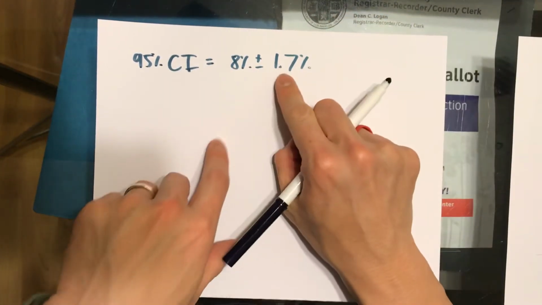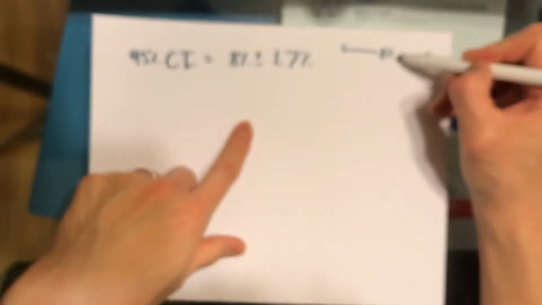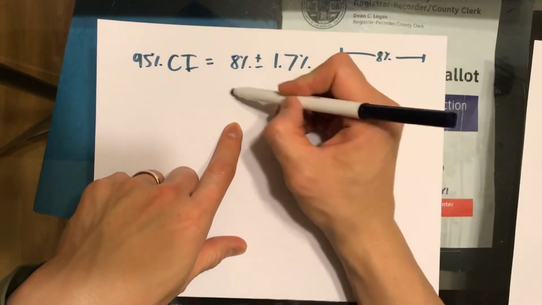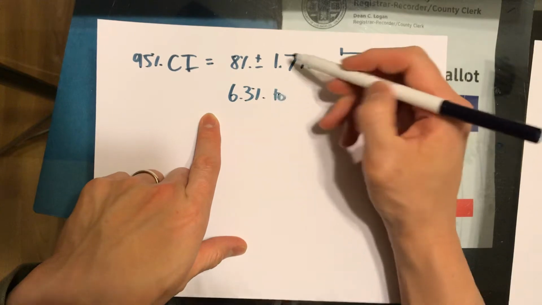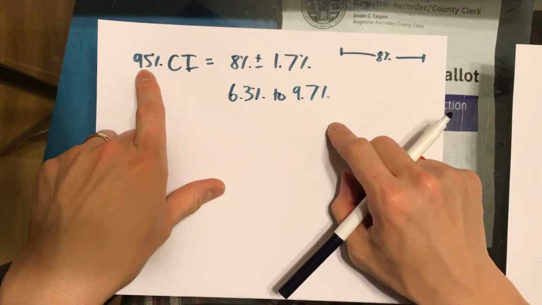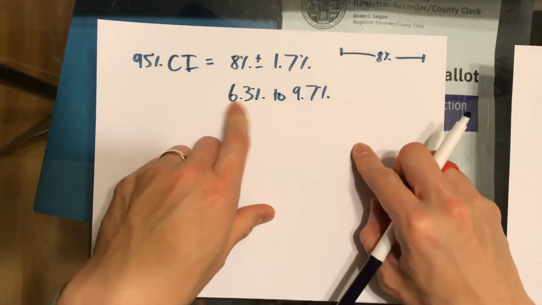So this is how much we would be off by. If you illustrate this, 8% would be in the middle, and you're off by 1.7% above, 1.7% below. So you can calculate this as 6.3% to 9.7%. So you are 95% confident that the true proportion will be between these two values.